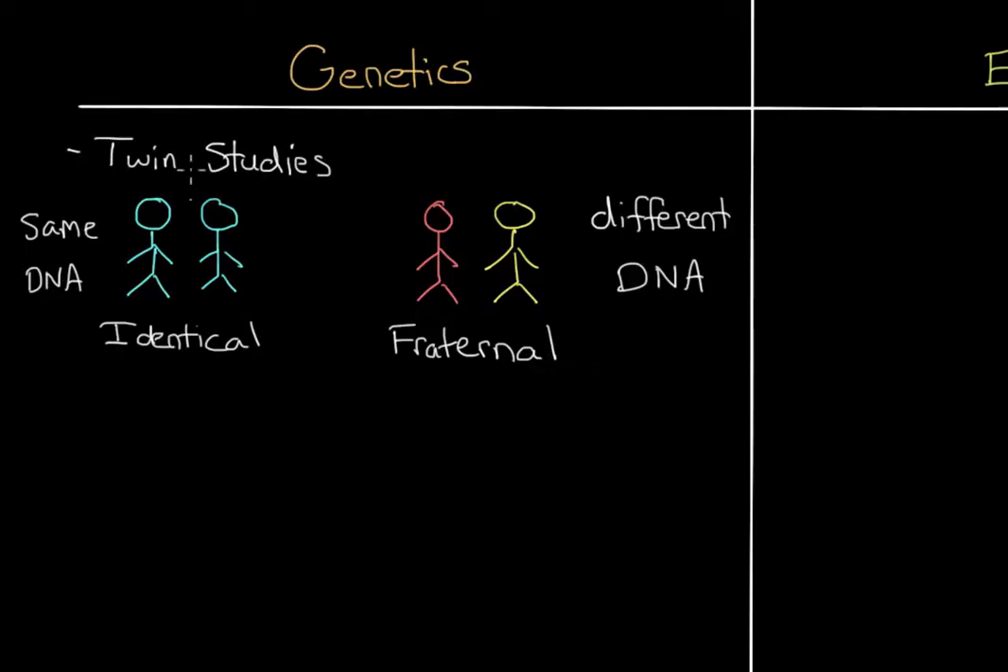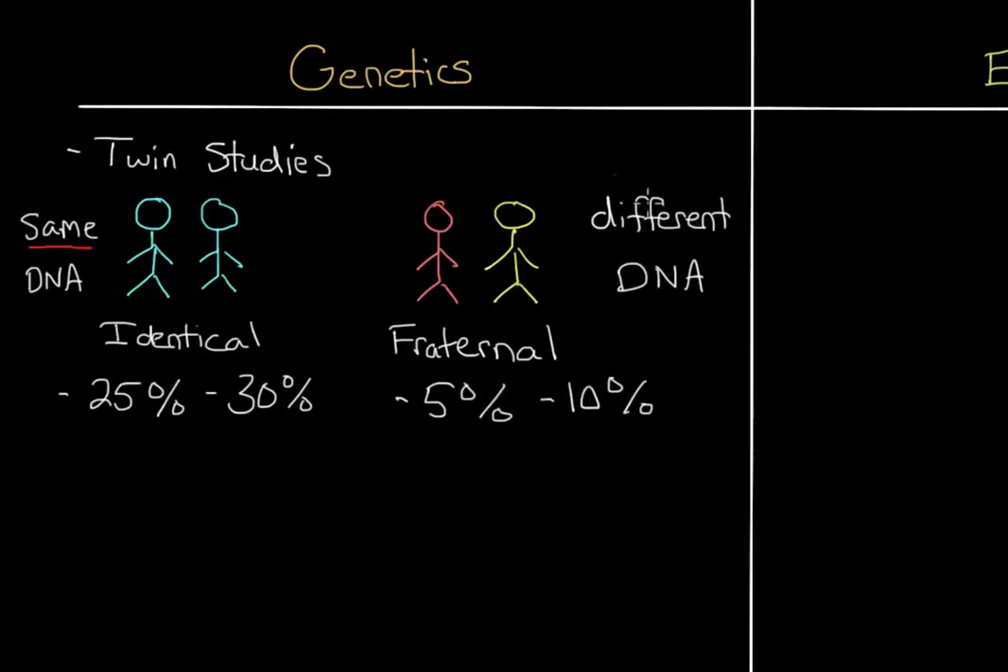So let's say one of the identical twins has multiple sclerosis, then the likelihood of the other twin having the disease is about 25 to 30%. But in fraternal twins, that number is about as low as 5 to 10%. So given the fact that identical twins have the same DNA and that fraternal twins have different DNA, this tells us that there's a pretty high genetic component in multiple sclerosis. But multiple sclerosis, as far as genetics is concerned, is actually pretty complicated. It's thought that over 50 genes are involved, and they're still finding more and more to this day.